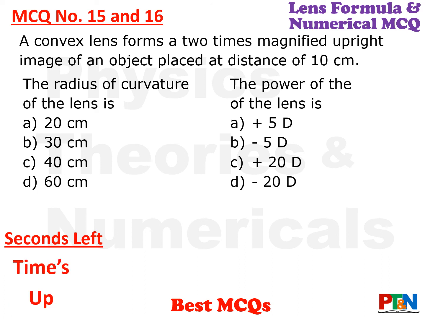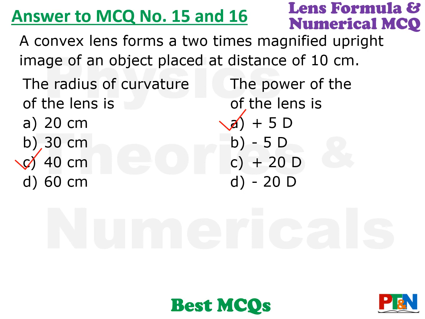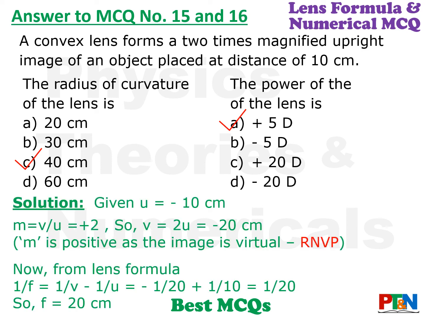Time's up. Let's see the answer. The answer is option C and option A. Let's look at the calculation. You have to find out F, then you get everything. U has been given 10 centimeter, that is minus 10 centimeter. And you have been given the value of M also.